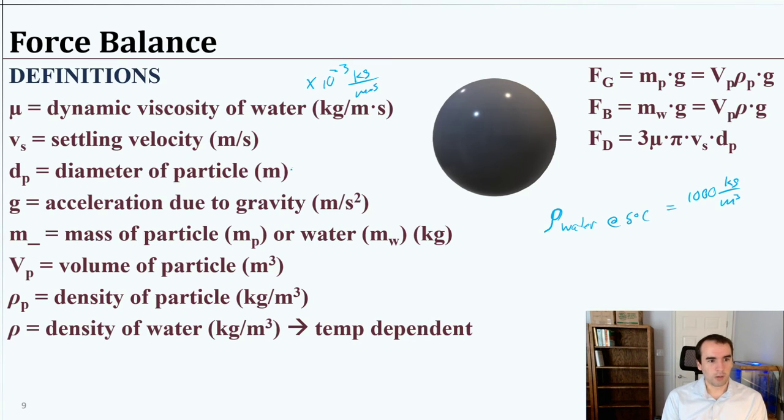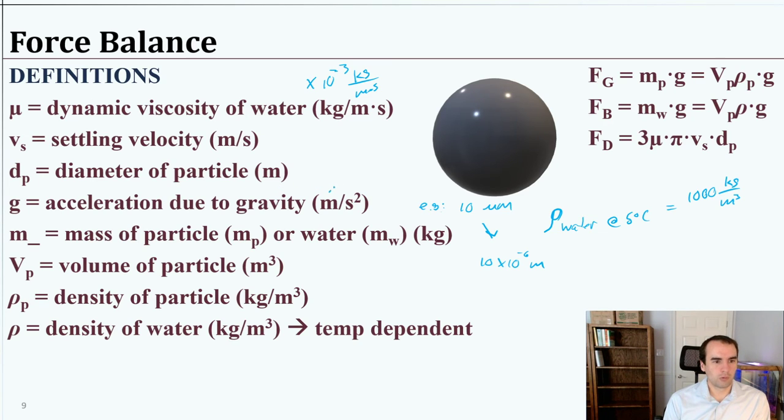We have the diameter of the particle. Again, this is going to be a very small particle, maybe on the order of 10 micrometers. So be sure that you remember what the micro means. This is 10 times 10 to the minus 6 meters. So make sure that you're not confused when you're solving the particle size parameters. That's just an example for a particle. They're not all going to be that size. So just a quick example there.